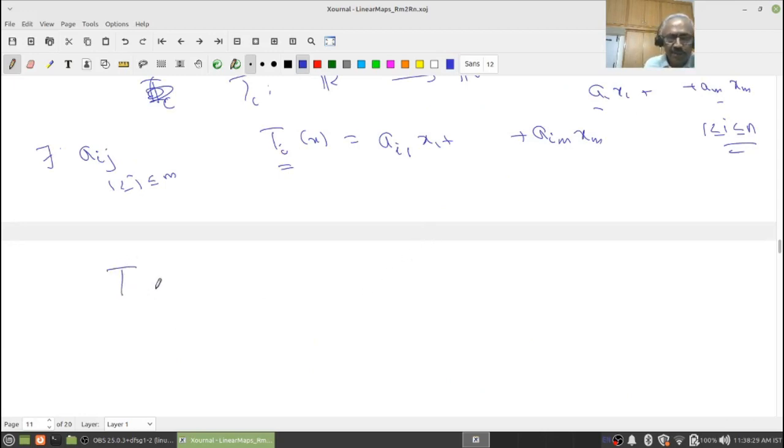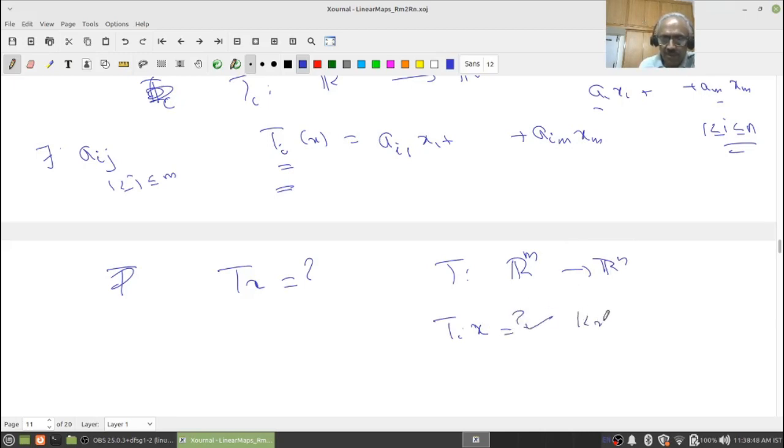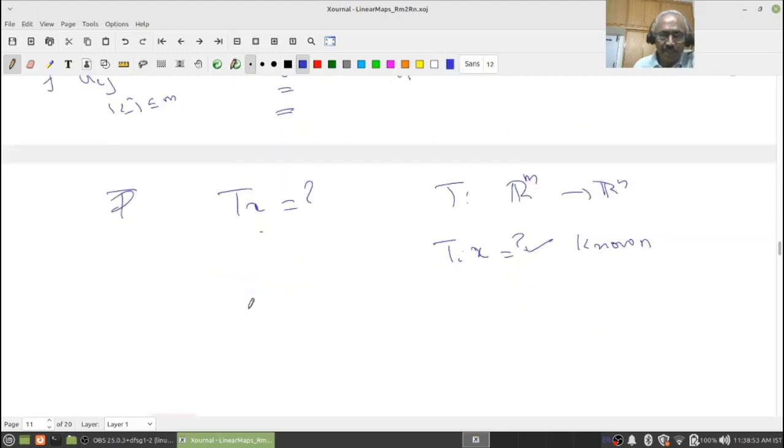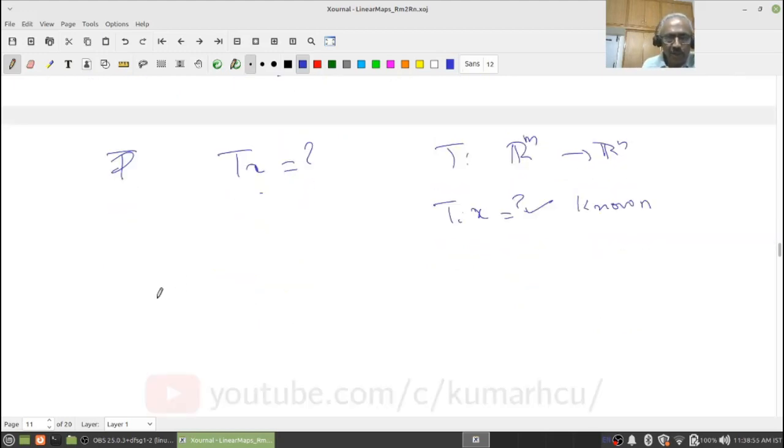Okay, so we found out what is Ti. Therefore I have found out Ti of x. Do you understand this? Yeah, but what do I want? I want T of x. T is a linear map from Rm to Rn, but what you have told me is what is Ti of x. This is known. How do I get T of x? But that's very easy. How do I do that?